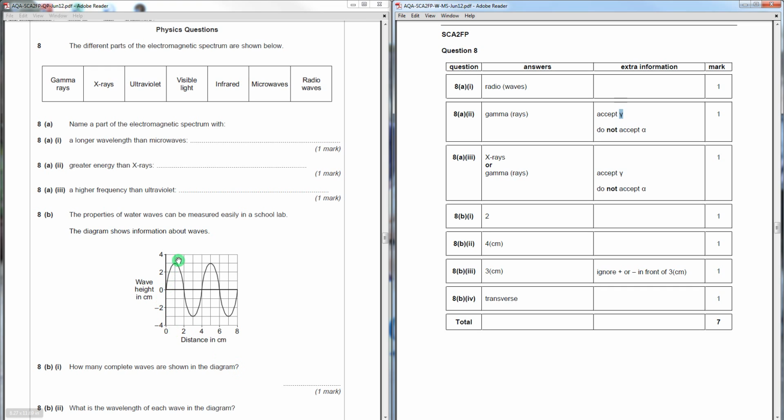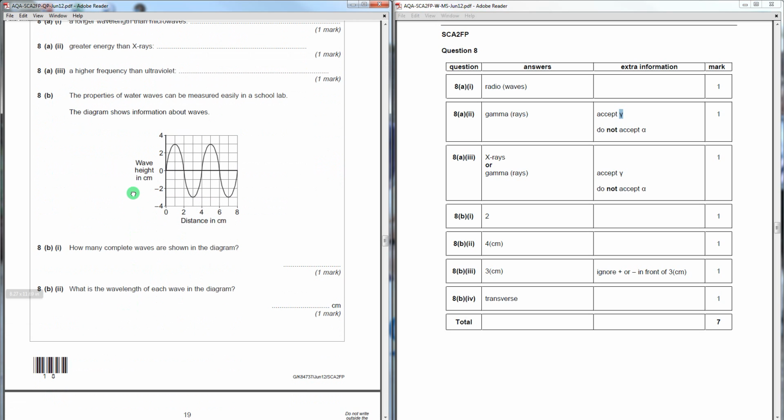Well, a complete wave goes up and down and below the axis and back again. So there are 1, 2 complete waves in that diagram, because you can see an up part and a down part makes 1 complete wave. So that's 2. The wavelength of the wave, we have to remember the wavelength, the easiest way to do the wavelength is the distance from one peak to the next peak. And if you look, the first peak happens at 1 centimetre, and the second peak happens at a distance of 5 centimetres. So 5 minus the 1 gives us 4 centimetres.